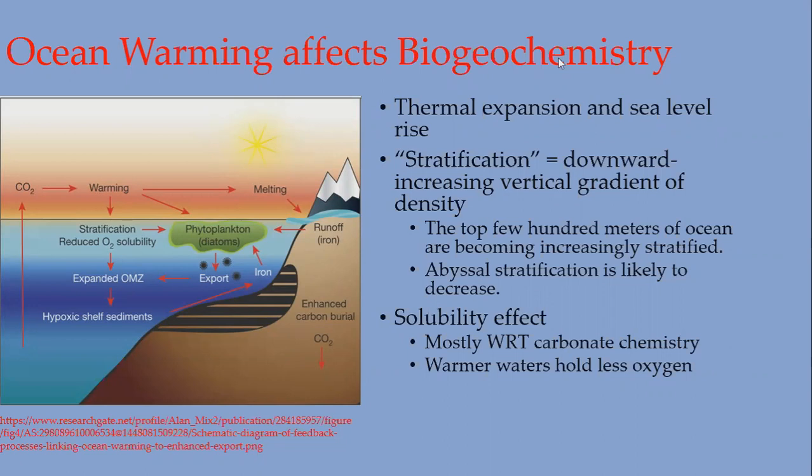We also know that stratification, which is defined in this slide, is changing throughout the ocean. It's increasing in the top few hundred meters, while in the abyssal zone, the stratification is likely to decrease. We're also familiar with the solubility effect. That means that warmer waters hold less oxygen, and carbonate and calcium carbonate are more soluble. This information is all from the IPCC AR5 Working Group 1, Chapter 3.8.